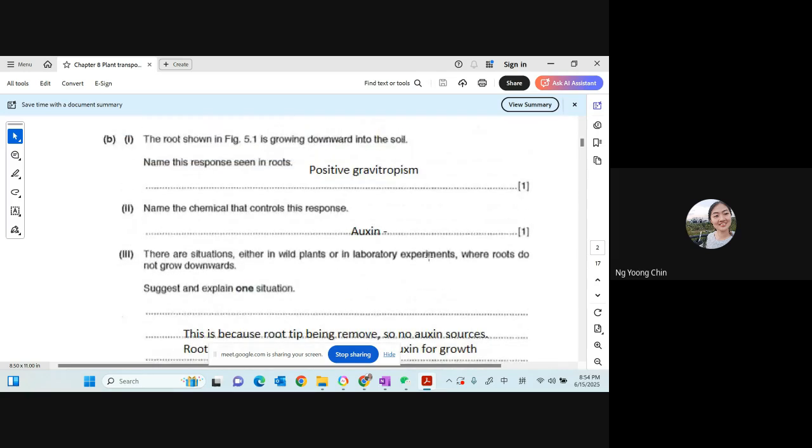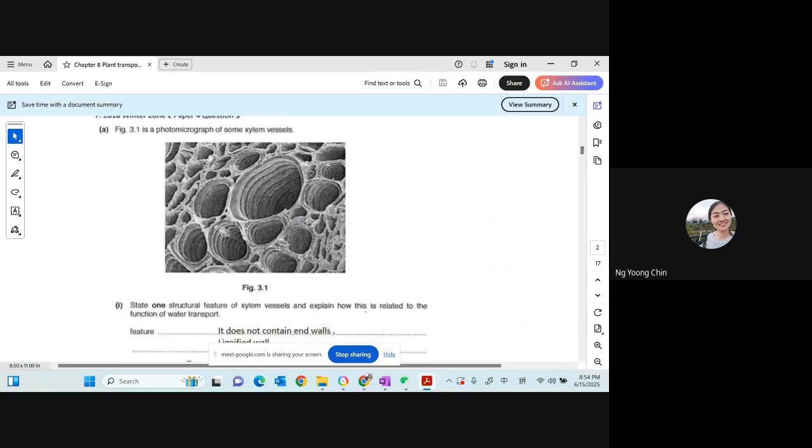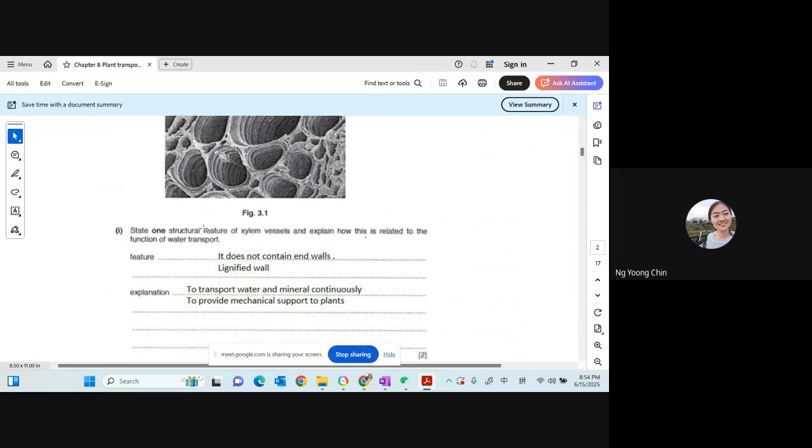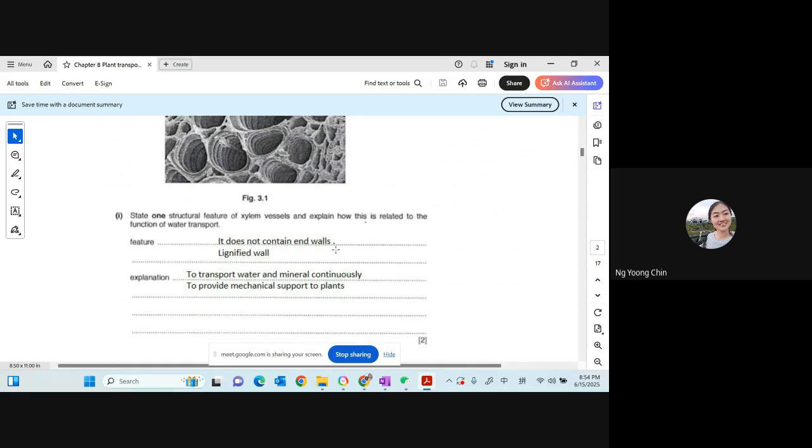And then for this one, see, xylem vessel. Compared to the phloem vessel, the xylem vessel has a larger hole, right? The hole is much larger than phloem. So the question I would like to ask is, how is the structural feature of the xylem vessel related to water transport? So for the xylem, you should memorize two aspects. First is their adaptation. Secondly is their function.